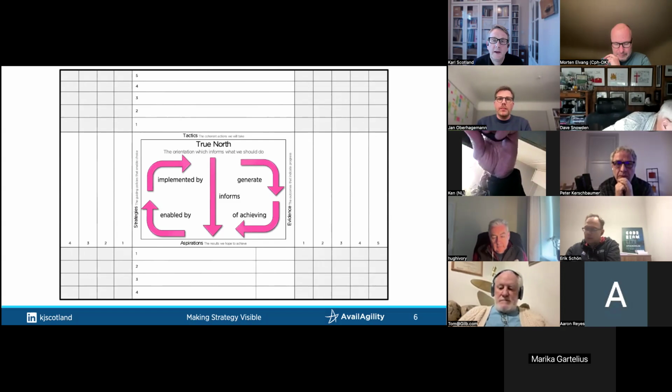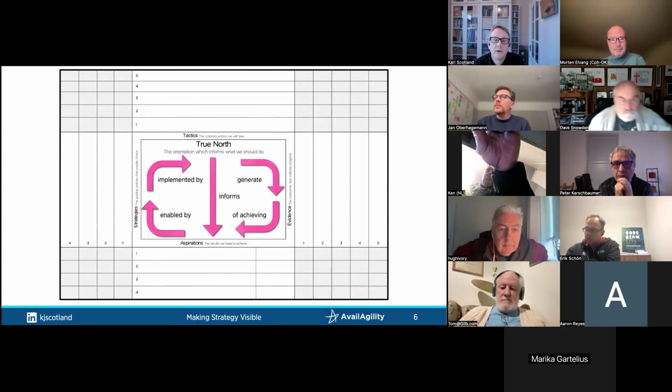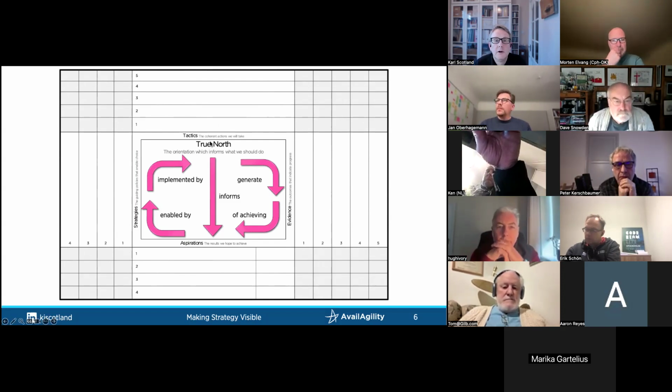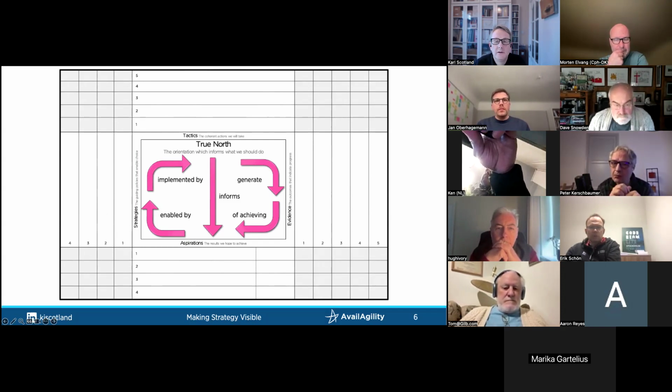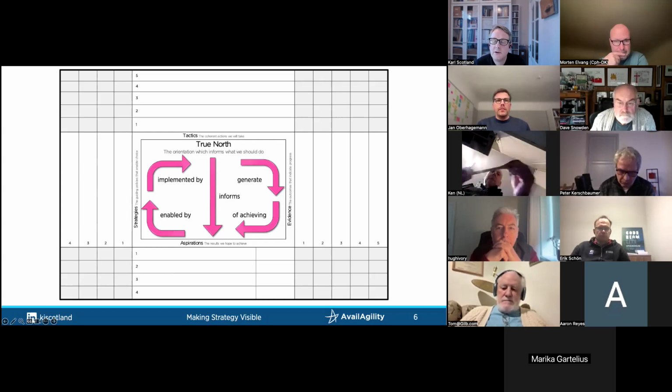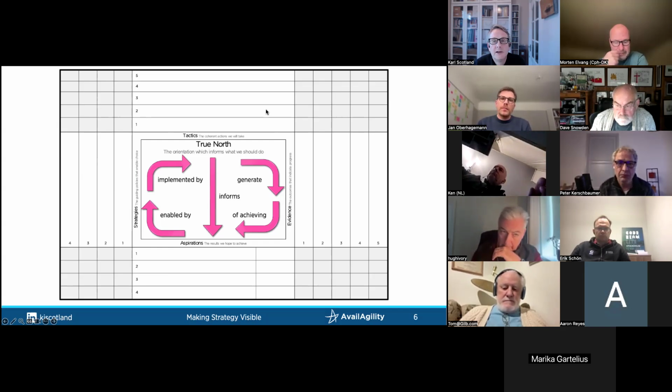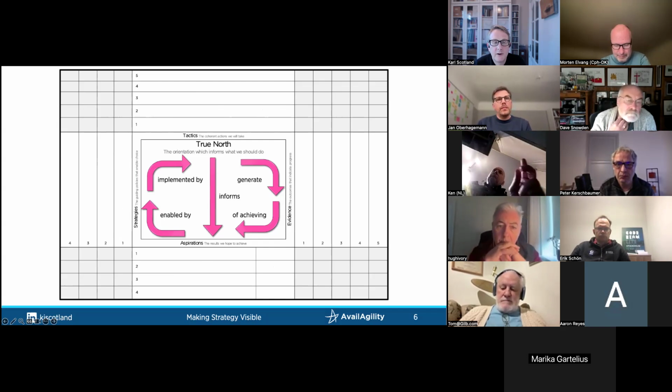And then we can fit that onto the X matrix. So this is where the X matrix comes in as a template. We have true north in the middle, tactics on the top, aspirations on the bottom, strategies on the left, and evidence on the right. And we have matrices in the corners. So this is why it's called the X matrix, because these matrices form an X. And they start showing us the relationships between the different elements in the TASTE framework.